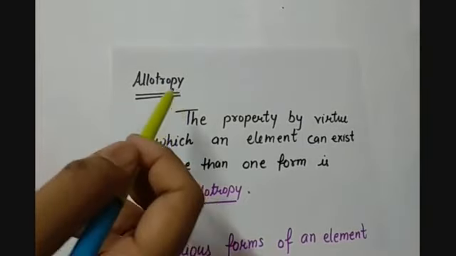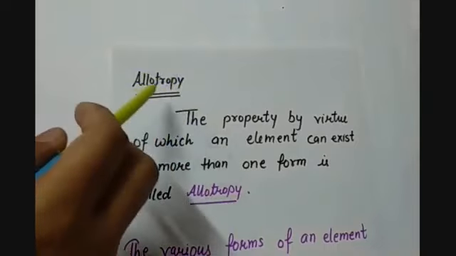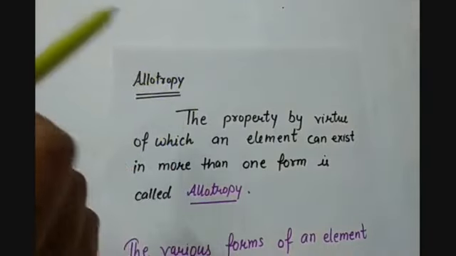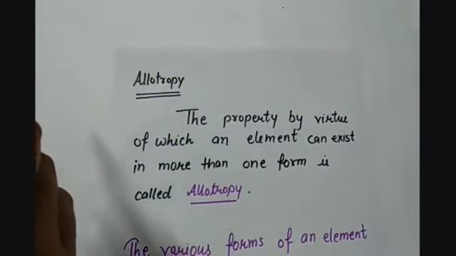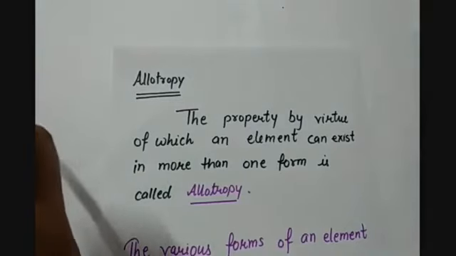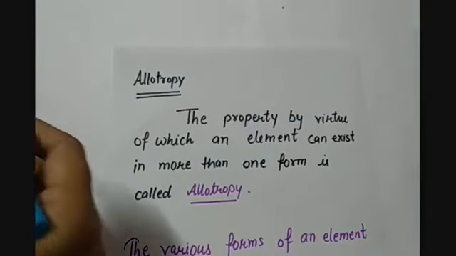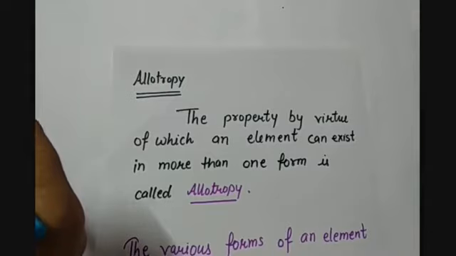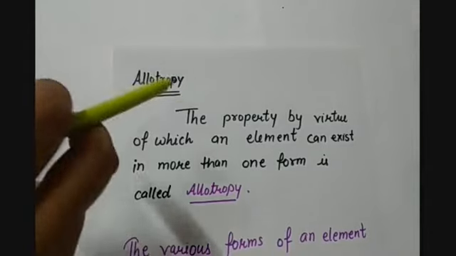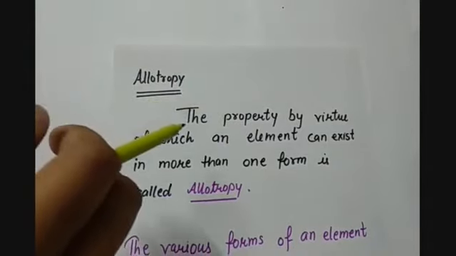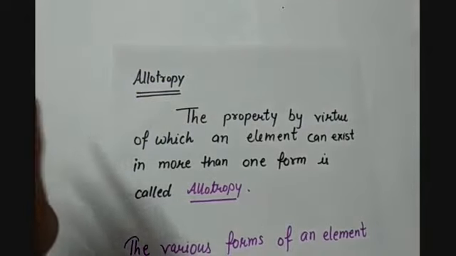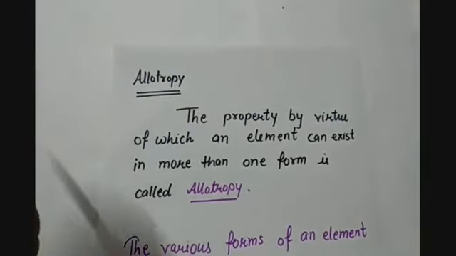Allotropy is the property by virtue of which an element can exist in more than one form, like carbon, which exists in many forms. So this property of an element by which it can exist in more than one form is called allotropy.